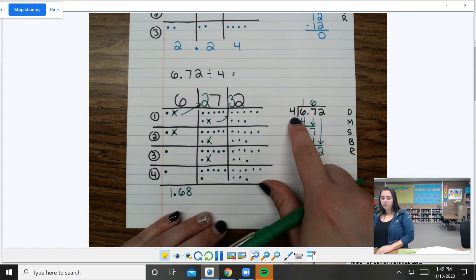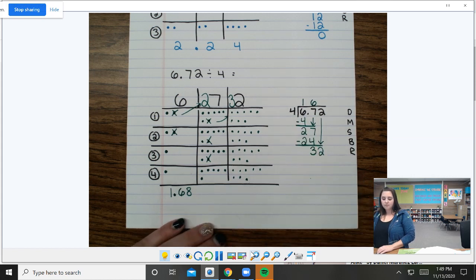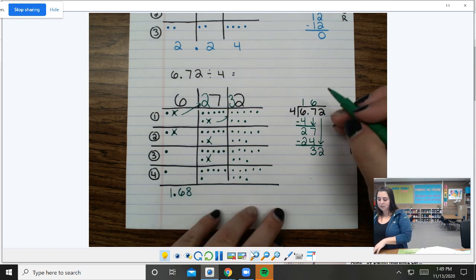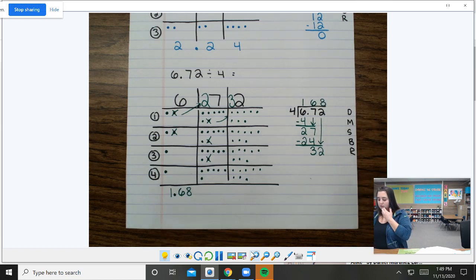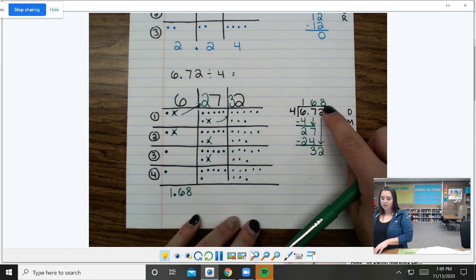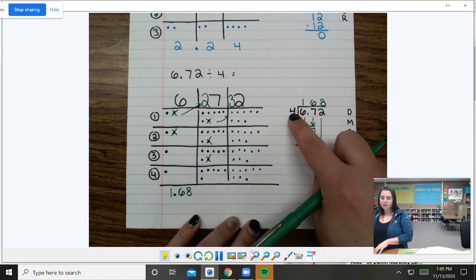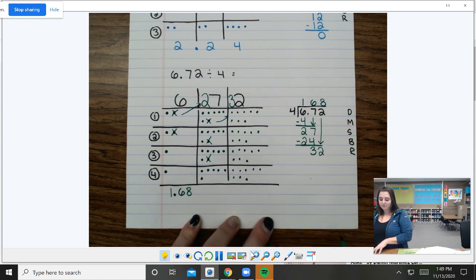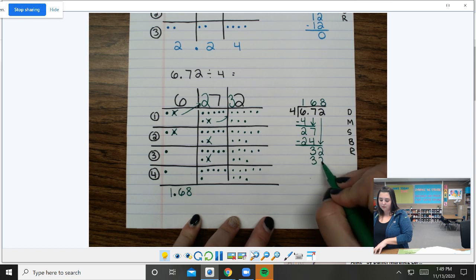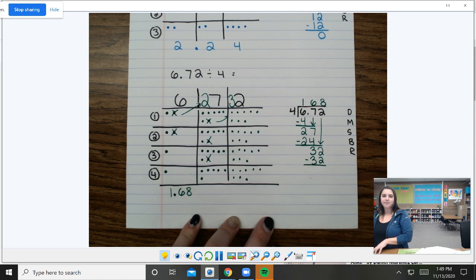What's 32 divided by 4? 4, 8, 12, 16, 20, 24, 28, 32. So I have 8. And let's multiply. 8 times 4 is 32. Subtract.